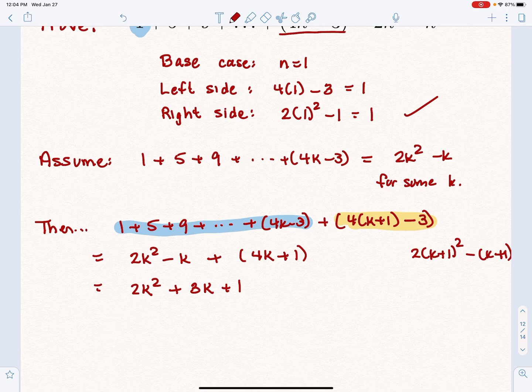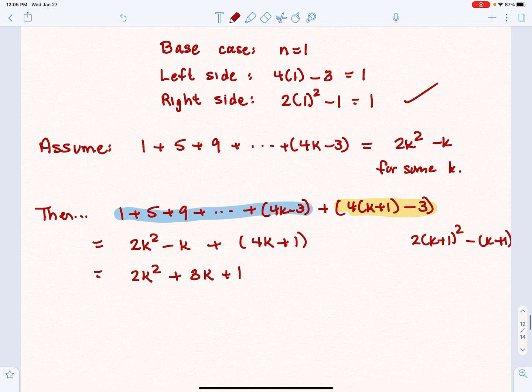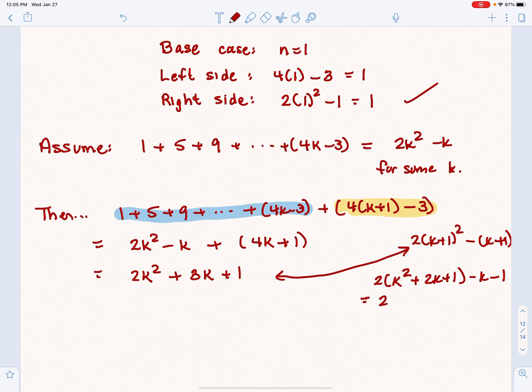Since it might be hard to get that specific form, all we have to do is really show that these are algebraically equivalent, and then we can call it a day. So this expression is equal to 2 times k squared plus 2k plus 1 minus k minus 1, which is 2k squared plus 4k plus 2 minus k minus 1, which is, I see it, 2k squared plus 3k plus 1. So thus, the summation formula is valid.